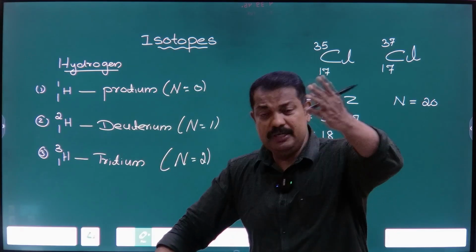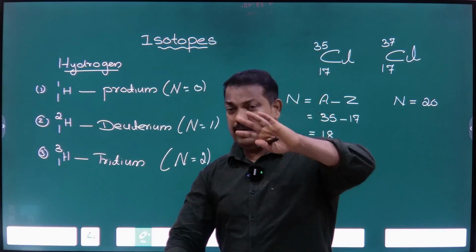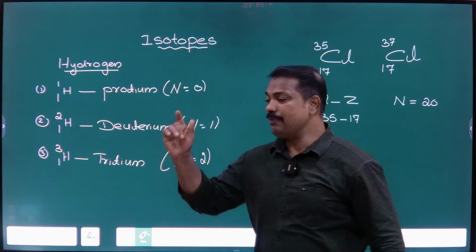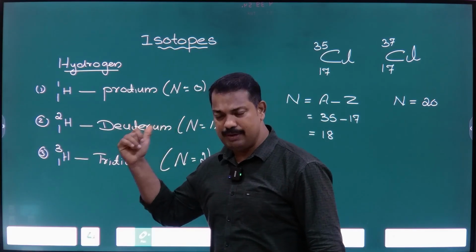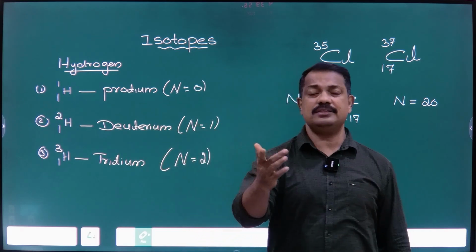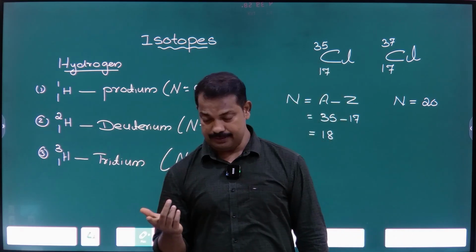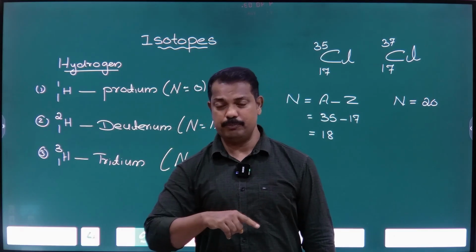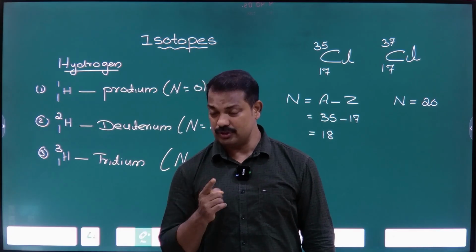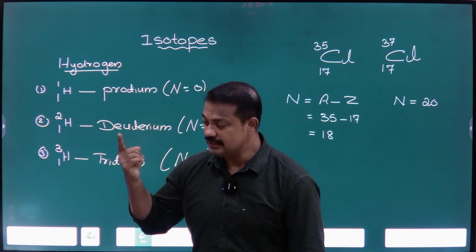But the physical properties are different. The physical property is determined by the mass, and the mass is different. Because of the different atomic masses, the physical properties are different. They show similar chemical properties, but the physical properties are different because of the different atomic masses.